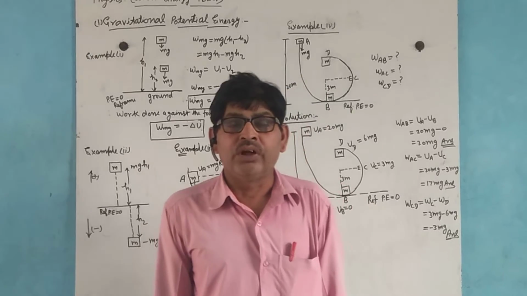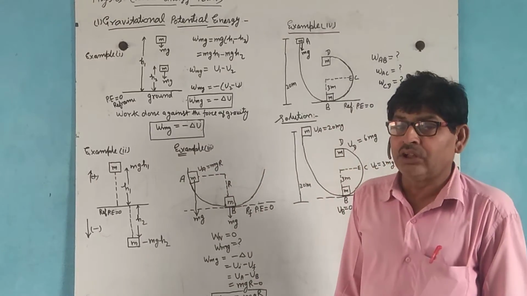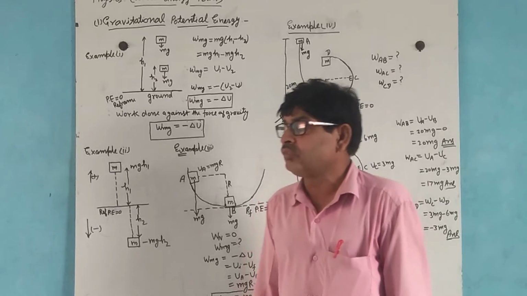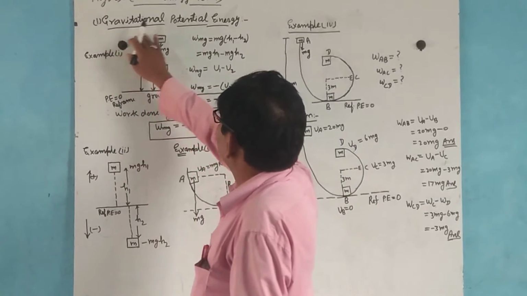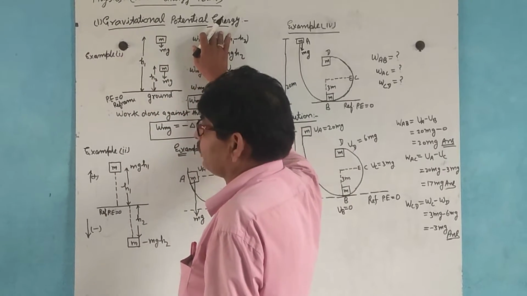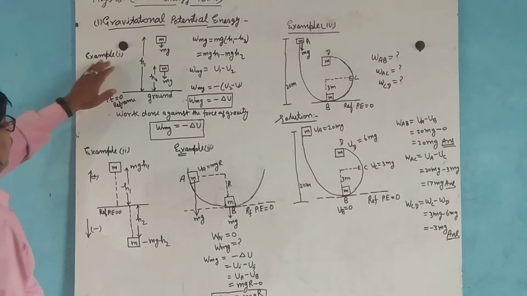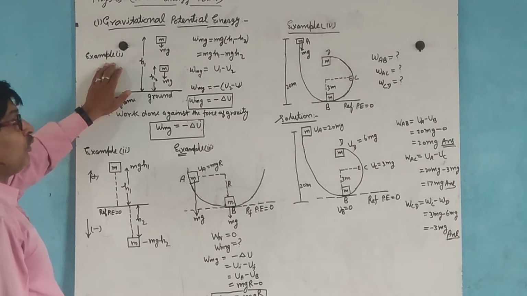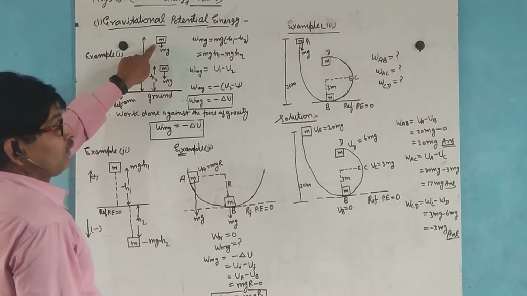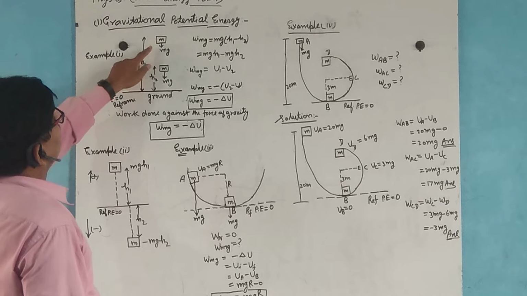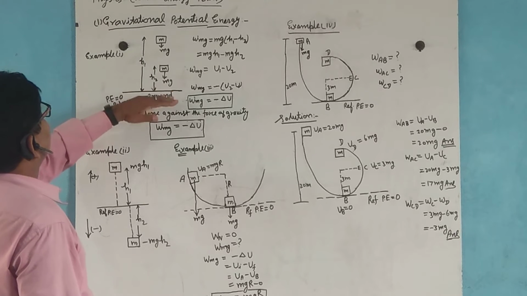Today we are going to discuss potential energy. Here, gravitational potential energy. In this case, we take example 1. Here this is a block of mass m, and this is a plane ground.